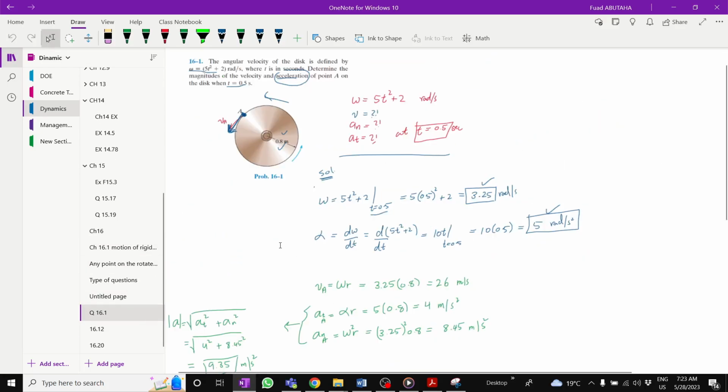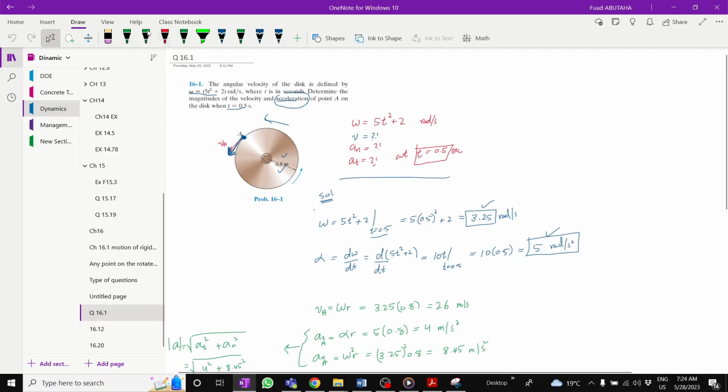Starting with the first question here, question 16.1 from the fundamental equations. The angular velocity of the disk is determined by omega, and he says that omega is a function of time, 5t squared plus 2, where t is in seconds. Determine the magnitude of the velocity and the acceleration of point A on the disk at t equal 0.5. So at point A, he asks what is the velocity and what is the acceleration of A.